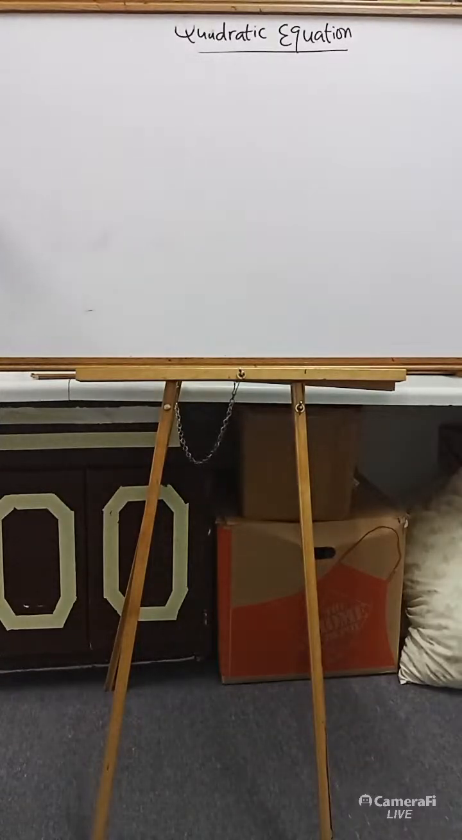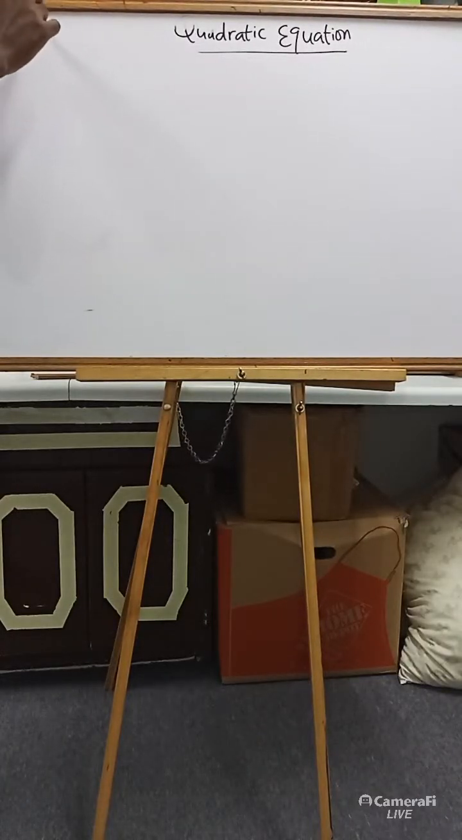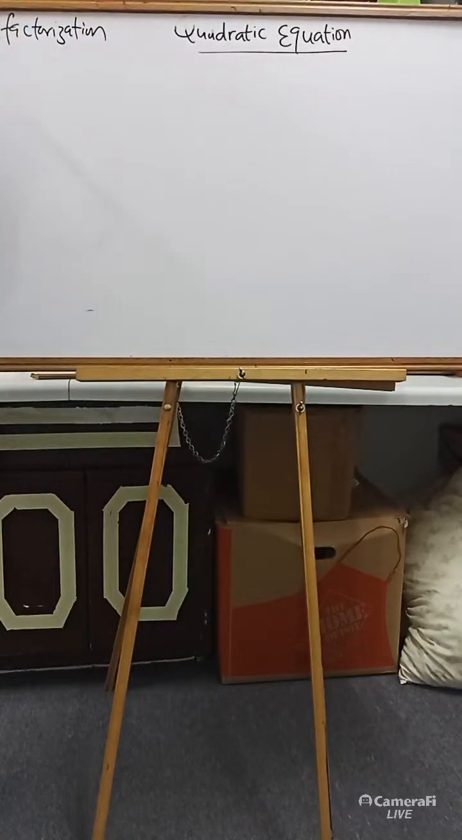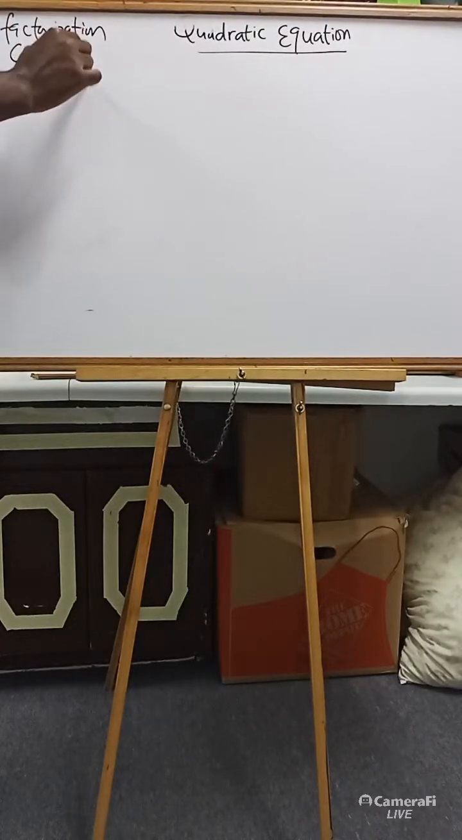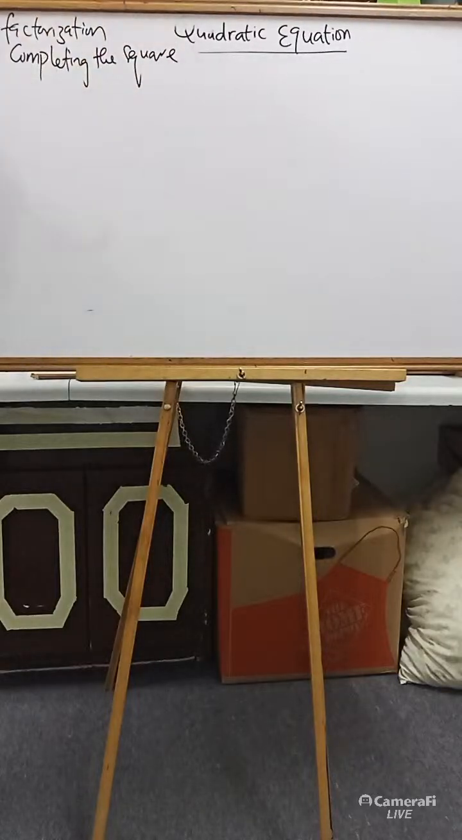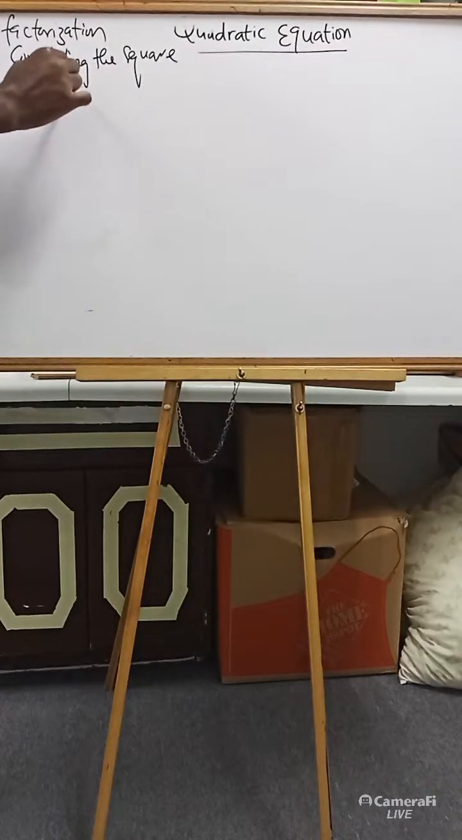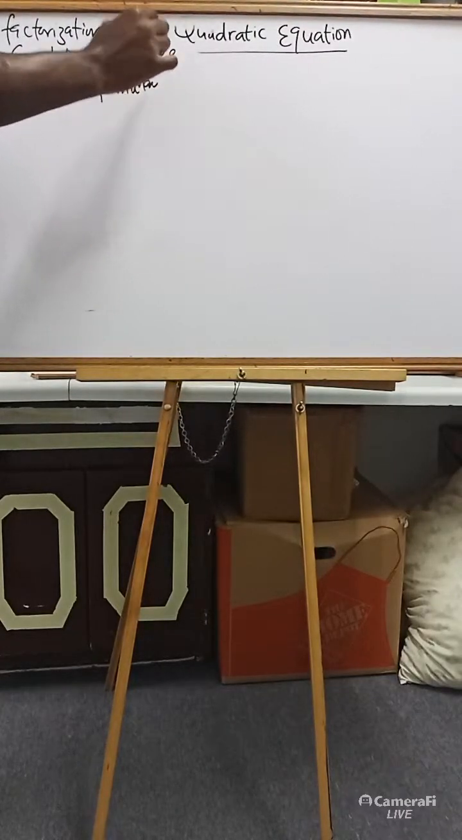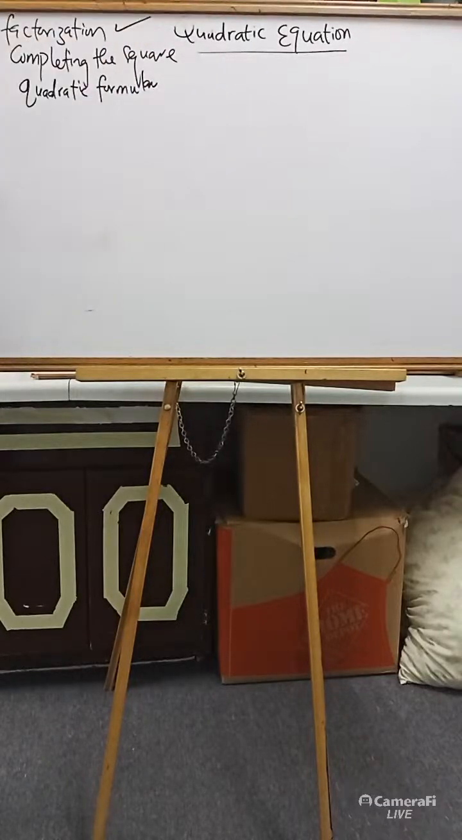Now, we have another example. Don't forget, I told you at the beginning that we have 3 methods. The factorization method, the completing the square for solving quadratic equation, and the third one, the quadratic formula. So we are still on factorization.